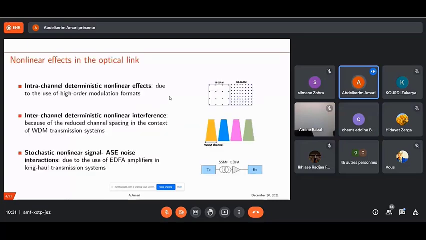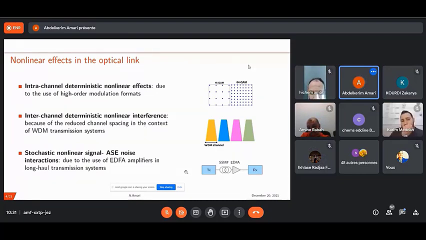because it's a power-dependent nonlinear effect. So to increase the capacity or the spectral efficiency, we need to increase the modulation format order, going for high order modulation, which brings nonlinear effects known as self-phase modulation. Also, the use of a small gap band between WDM channels leads to an increase of the nonlinear interference due to cross-phase modulation, cross-polarization modulation, and also four-wave mixing.